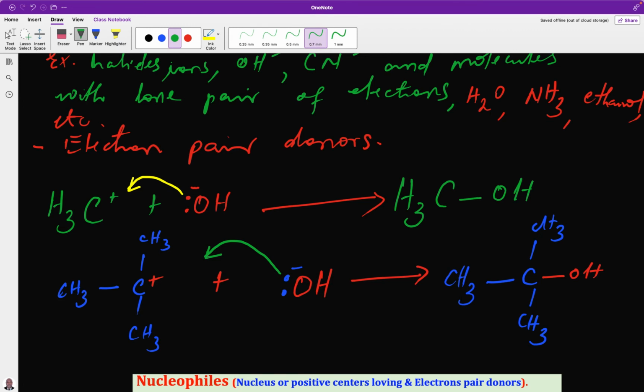With the electron deficient atom under attack, this is a carbocation, a tertiary carbocation. The electron deficient atom, the positively charged carbon, is under attack as the nucleophile is donating this pair of electrons here. This one is under attack, resulting in what? Resulting in a new covalent bond.